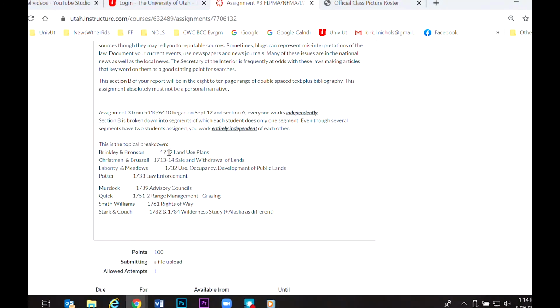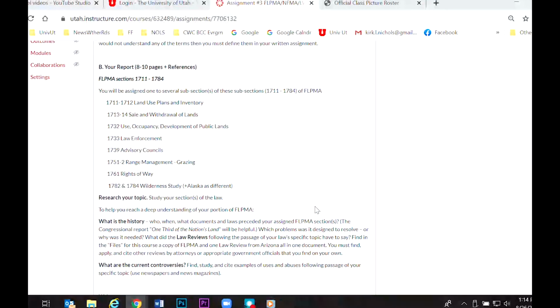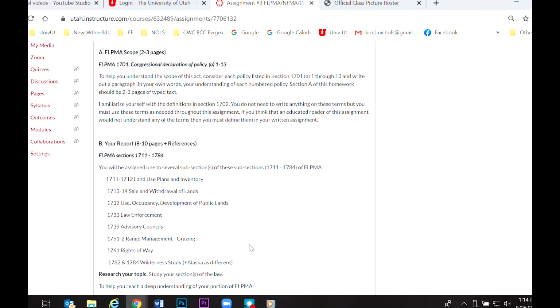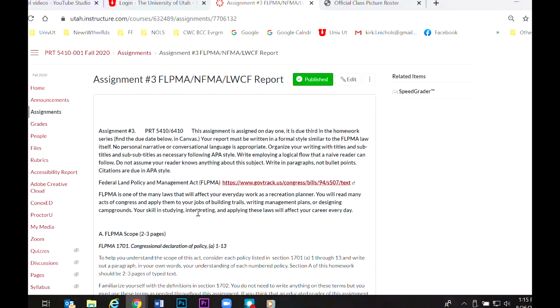So of those subsections, Brinkley and Bronson gets 1712 land use plans, so on and so forth. You can read on down through that. So I'm assigning it now. It is a major project. Anything over 10 pages, you also need a table of contents and lots of organization with titles and subtitles. And remember, once again, this is not a personal narrative. This is a report. When you read this act, you'll see what a report looks like. There's nothing personal narrative about it.